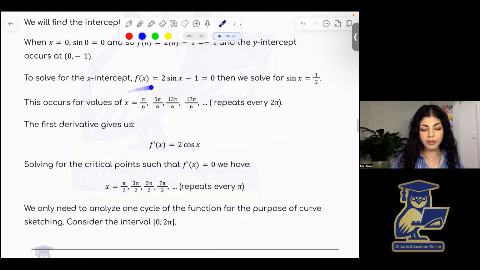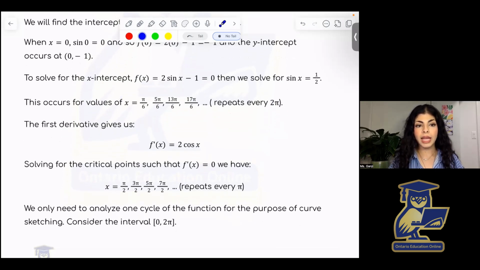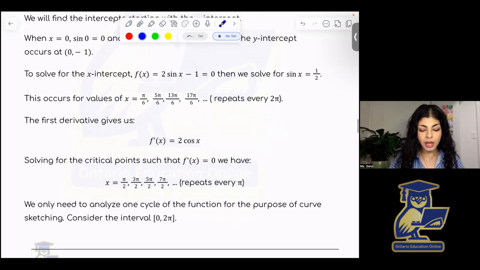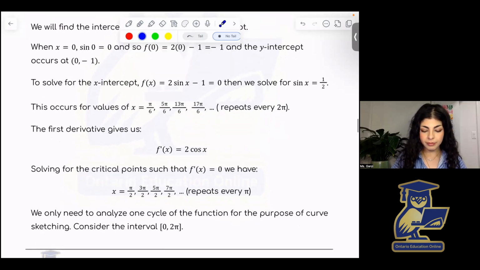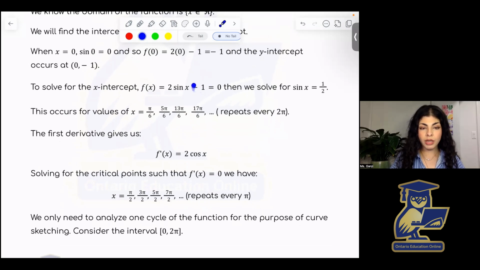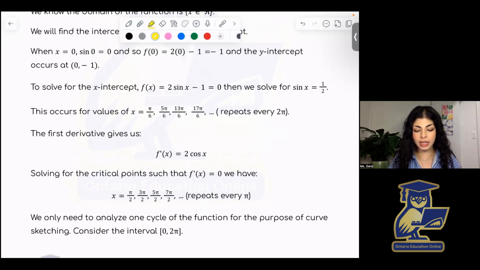Now, all of these values are going to be my x-intercepts. And you can also work in the negative direction as well to find more x-intercepts. Now, the first derivative of my function: the -1 is a constant, so it doesn't contribute anything. And for the 2 sine of x, the derivative is 2 cosine of x.